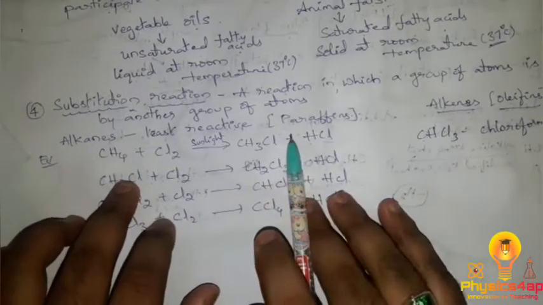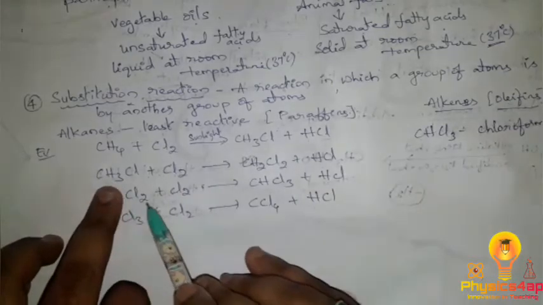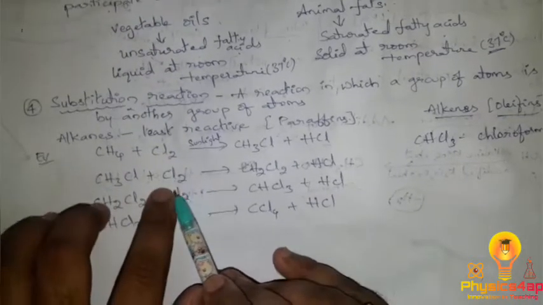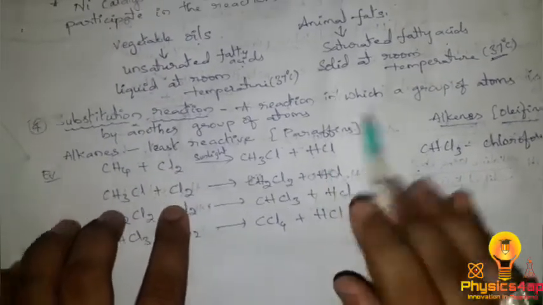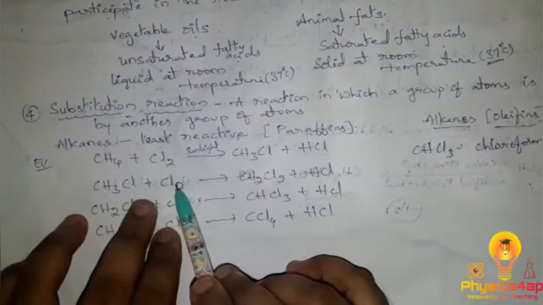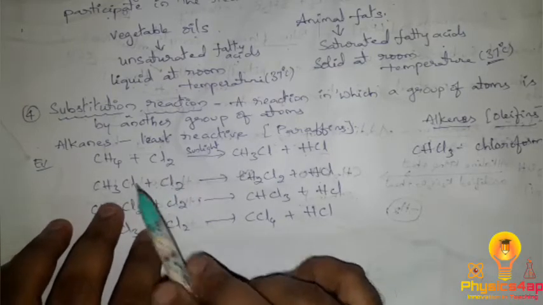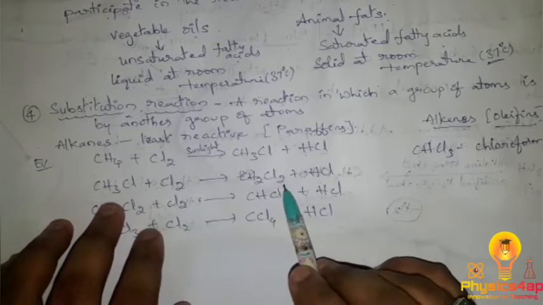Again this CH3Cl, when it is combined with chlorine, one hydrogen comes out from here and one chlorine comes out and forms HCl, and one chlorine gets combined with this Cl, so it becomes CH2Cl2.